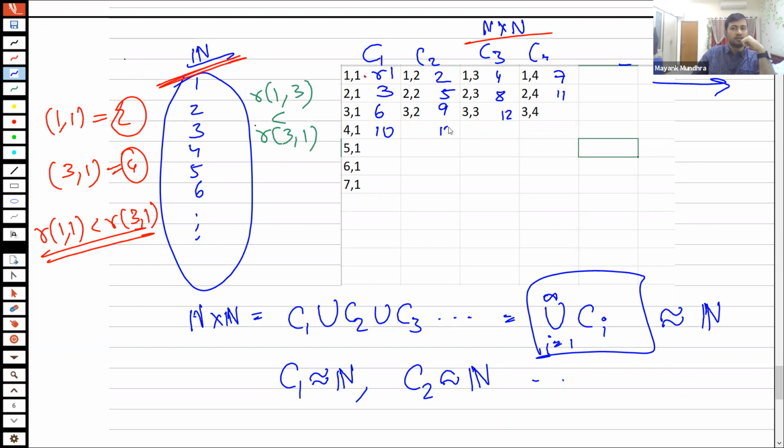11, 12, 13th here and 14th here. The 13th rank number is going to be 4, 2. 4, 2 is 13. And this is 14. And I can proceed in this manner.